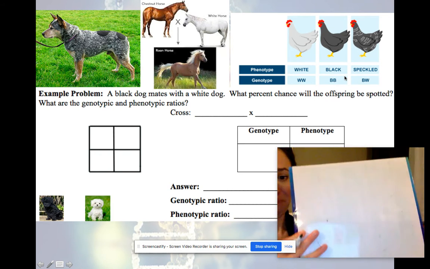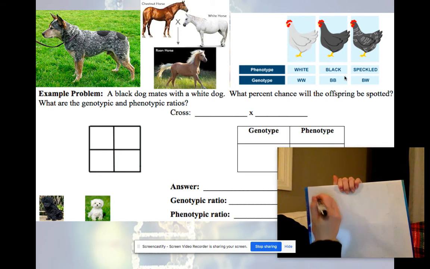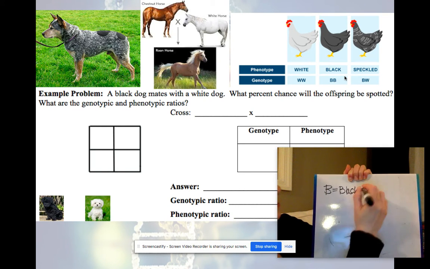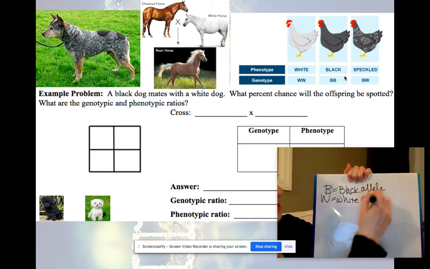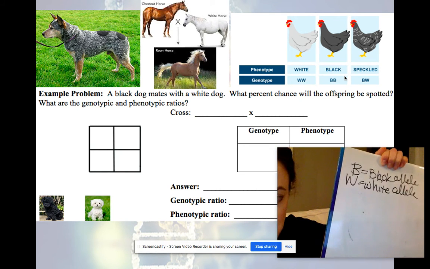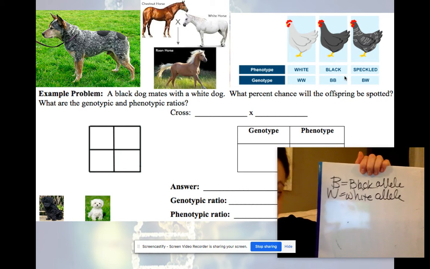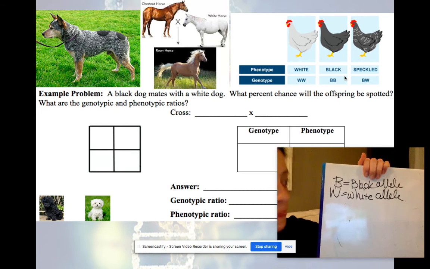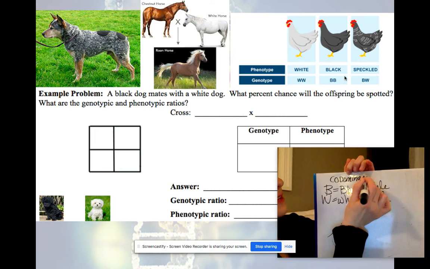All right, so here for the dogs, B will represent the black allele, and W will represent the white allele. When we're talking about Mendel and his pea plants, one would dominate or overpower the recessive. Here they both show, because here we're talking about a codominant pattern of inheritance.